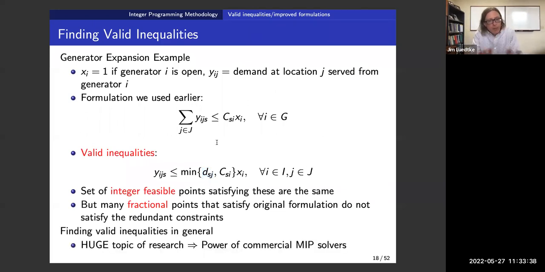That's just an example for that specific case. I certainly don't have time to talk about how we find valid inequalities in general. It's a huge topic of research in the integer programming community. But the important thing to know is that commercial MIP solvers like Gurobi, CPLEX, Xpress, you name it, all have implemented very, very good routines for finding valid inequalities. It's kind of the secret sauce in why many of these solvers are so powerful these days.